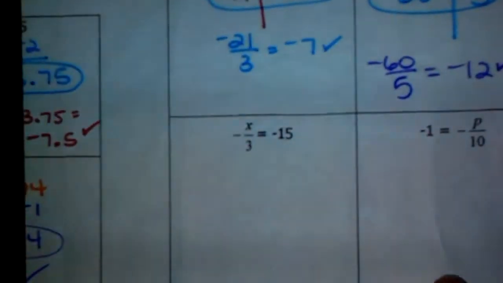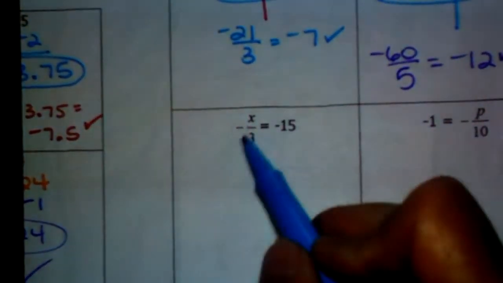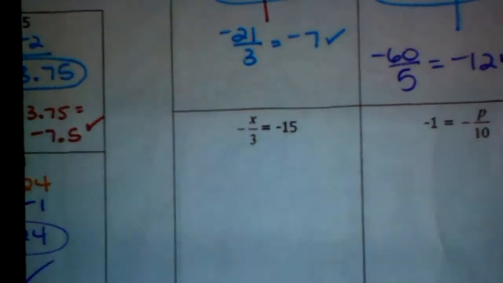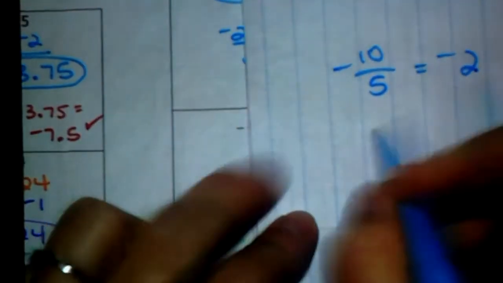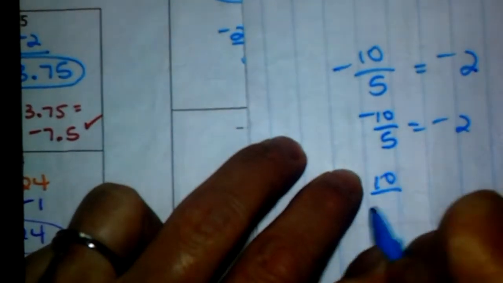Oh, but now look, this threw a wrench in the plan. There's a little negative sign right there. Now, you may recall me doing a little example talking about if you have negative 10 fifths, it equals negative 2, because it doesn't matter if you put the negative with the top or if you put it with the bottom. If you have a negative, it means that either one of them can be negative. I'm sure you remember this conversation.